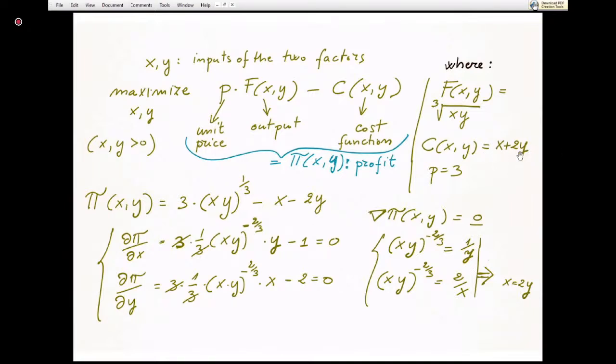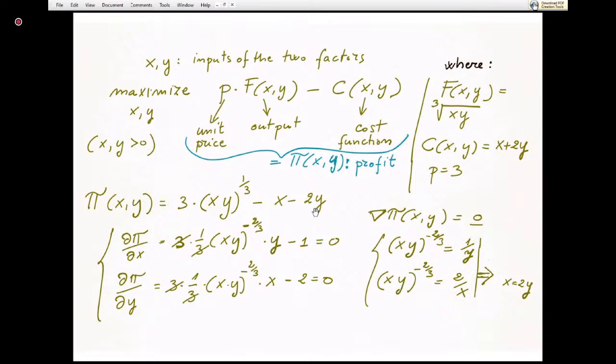But it could also be nonlinear if the unit cost depends on the quantities used; this could become a nonlinear function. Suppose that the unit price is 3, so what is the profit in this case? It is 3 times xy to the power 1/3 minus x minus 2y.